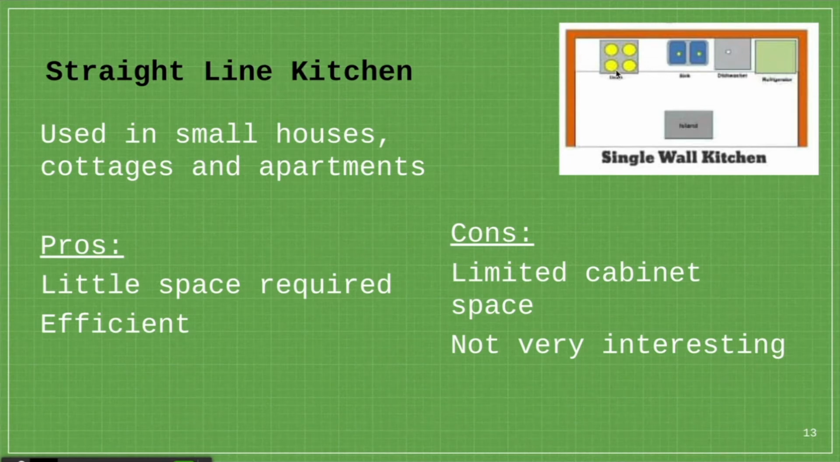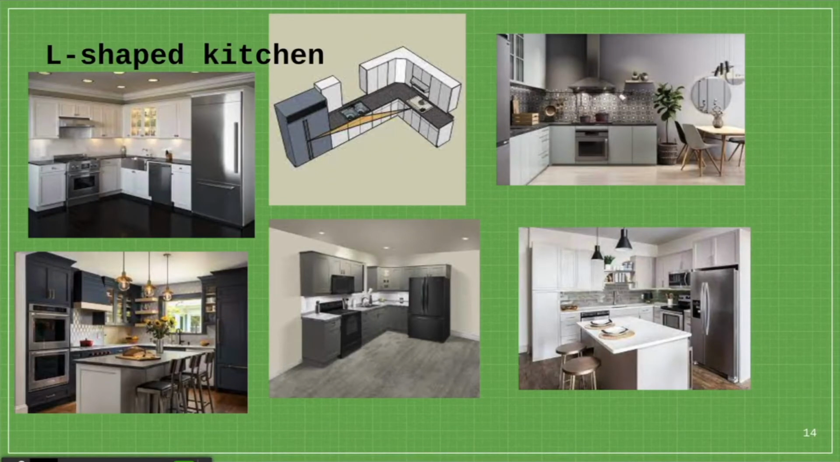This is used in small houses, cottages, and apartments. It doesn't need a lot of space. It's really efficient, but typically you have limited cabinet space and it can be not very interesting to look at. An L-shaped kitchen here, you can see that it's positioned in a corner with an L-looking shape.